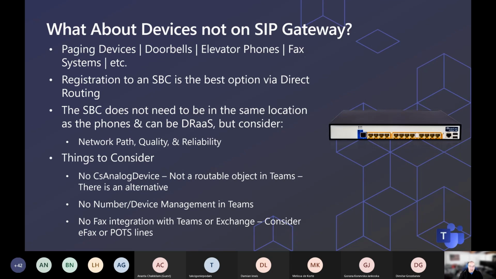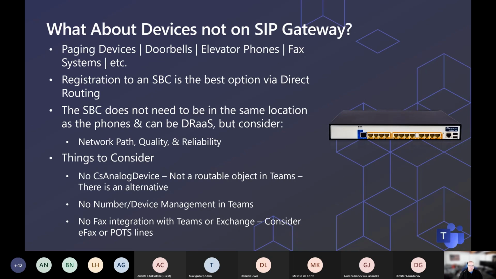Now, the SBC does not necessarily need to be in the same location as the actual devices, but you do want to take into consideration the network path, quality, and reliability of those uplinks. For devices like a paging system, how far does it have to go before it can touch an SBC so it can get either to the PSTN or directly into Microsoft Teams?